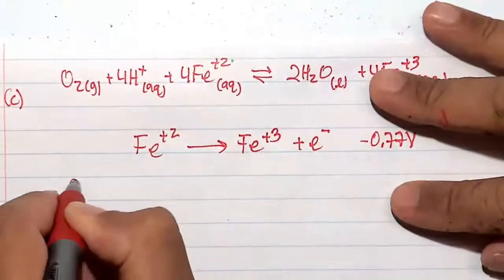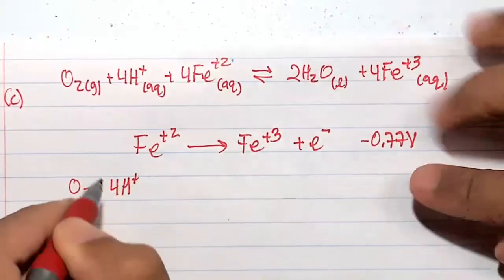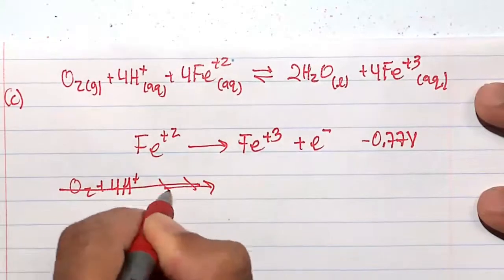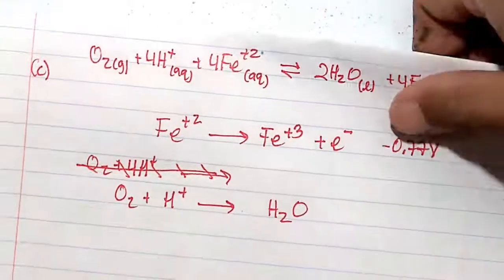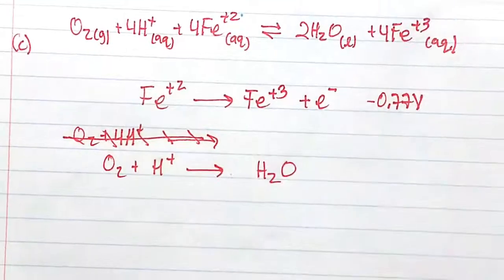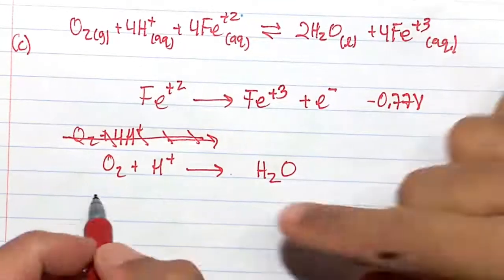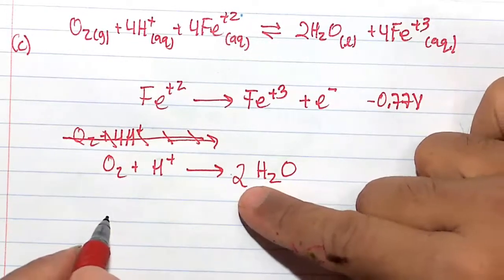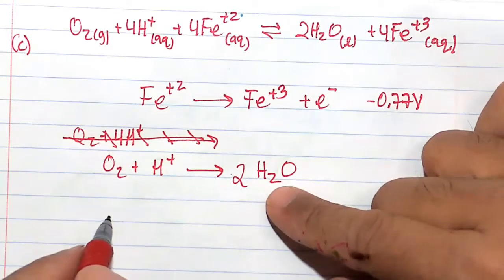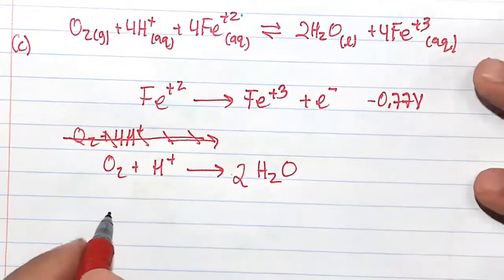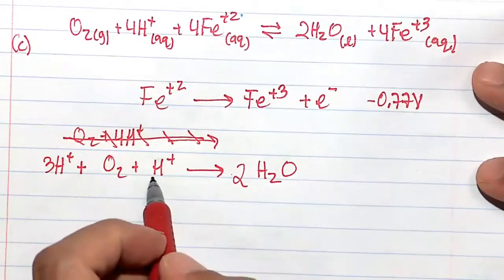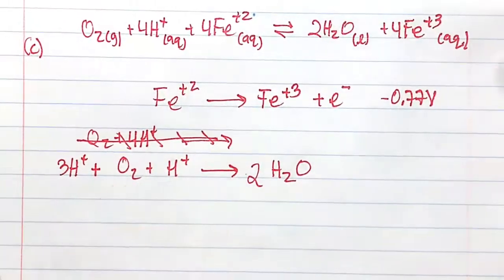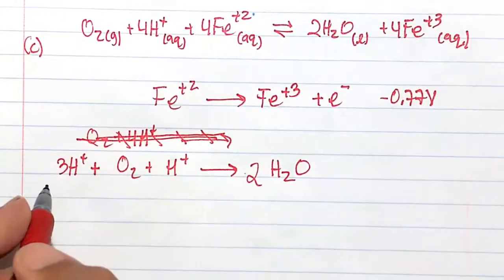Do this one here, O2 plus 4H plus is going to go to water. Actually, let's avoid the coefficients for now. So we have 2 oxygens here, so that's going to be 2 oxygens. 2 times 2 is 4 hydrogens. So I'm going to need 3 hydrogens here. So 3 hydrogens plus 1 hydrogen is 4 hydrogens. 4 hydrogens, 2 oxygens, 2 oxygens. And now we will balance this out with electrons, e minus.